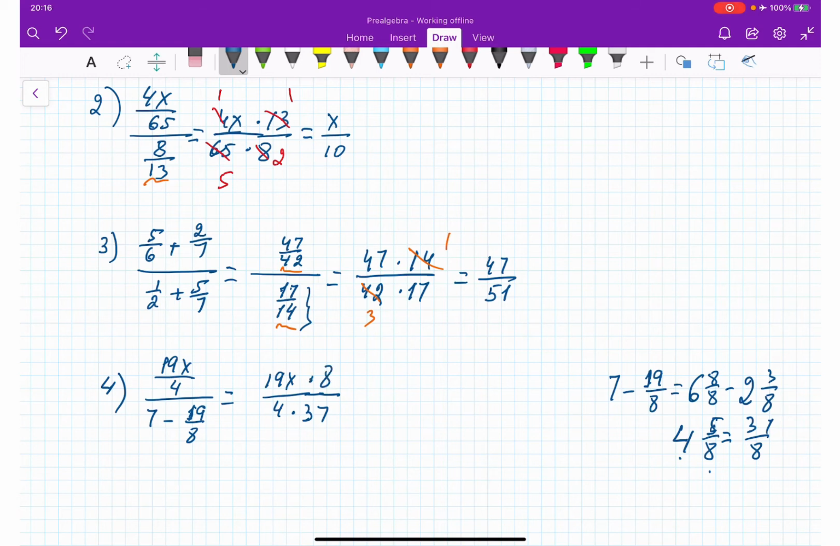So what do we get here? 4 and 8, 1 and 2, right? 19 and 37 are not going to be cancelled, so you can't do anything there. And we are getting 19 times 2, 38 divided by 37.